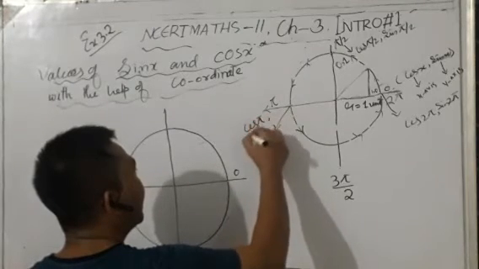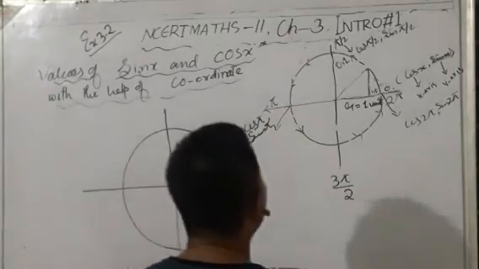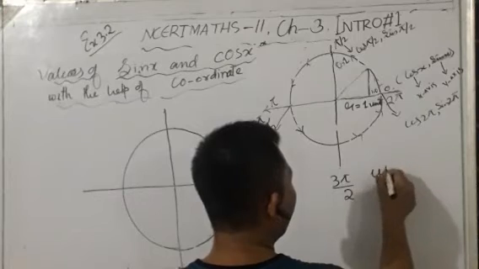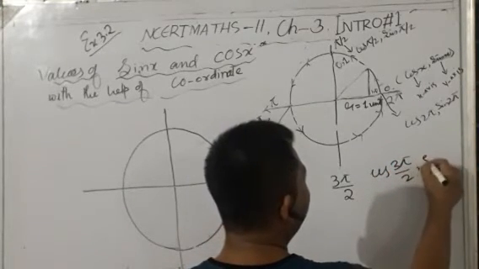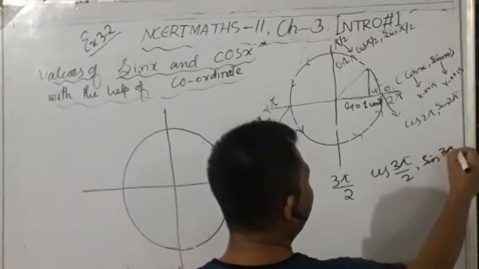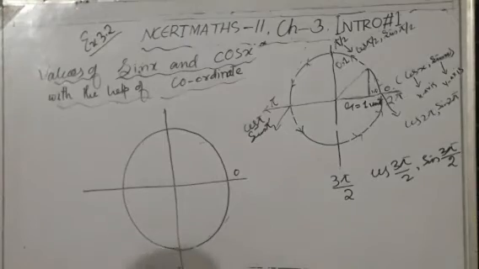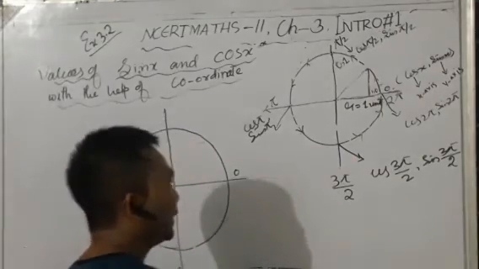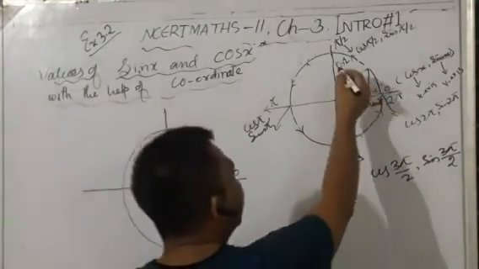cos pi and sin pi, correct? And then we get cos 3 pi by 2 and then sin 3 pi by 2, correct? Now, this angle. Now, what is it? 0 and 1.